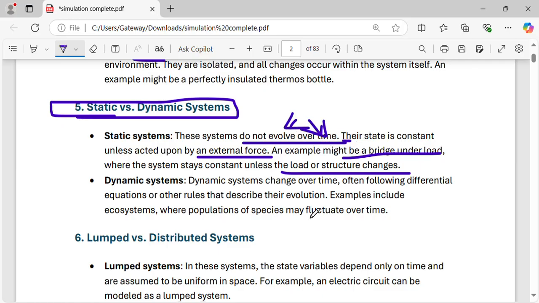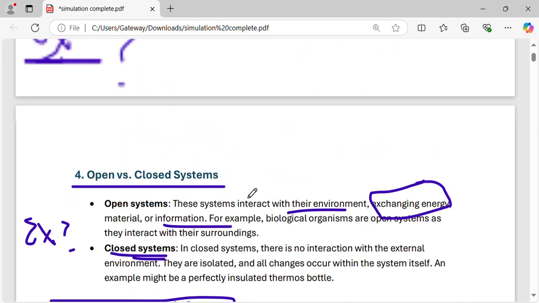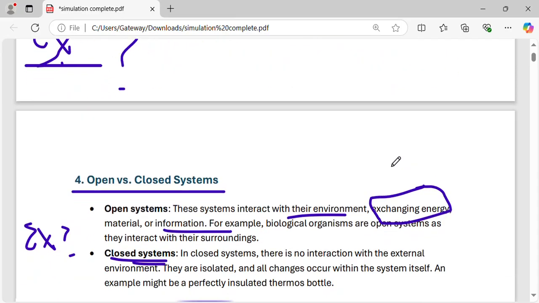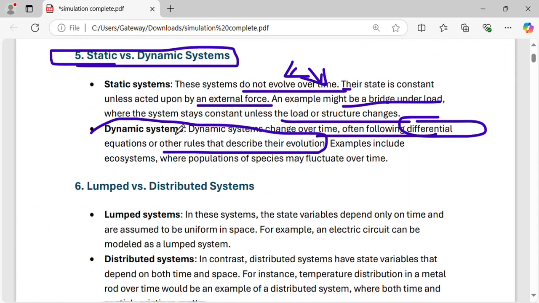But the dynamic systems change, and they are represented using differential equations or other rules to describe their evolution. So we talked about how linear systems are represented using linear equations. And what are linear systems? They said that the individual inputs can be summed to make the overall behavior. And we said that dynamic systems can be represented by differential equations because they always change over time.